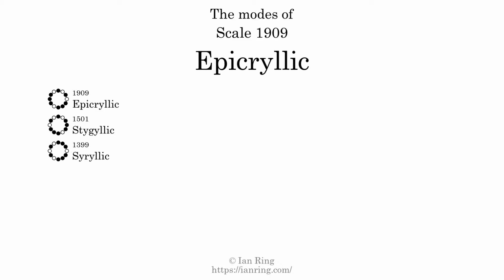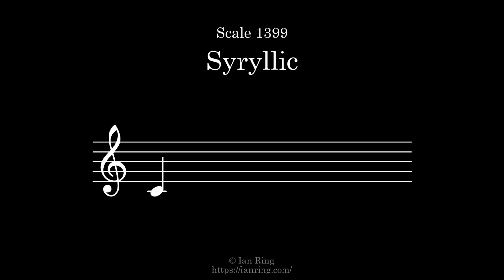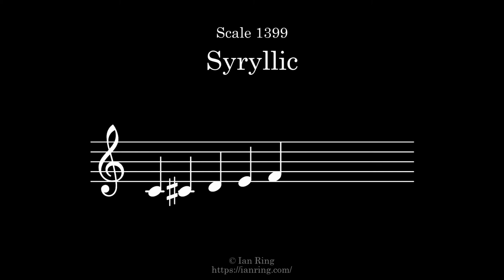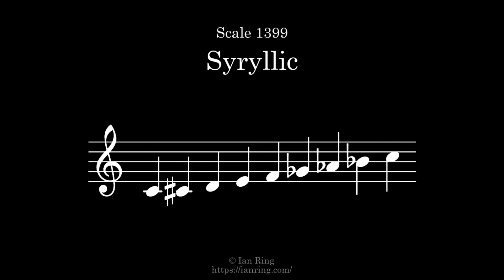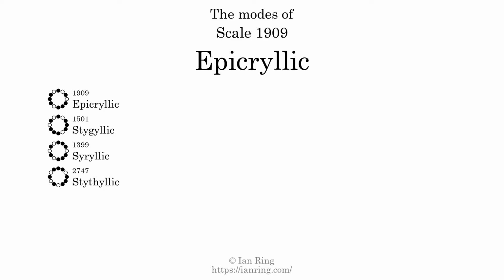The third mode is scale 1399, also known as Cyrillic. It sounds like this. The fourth mode is scale 2747, also known as Stythilic. It sounds like this.